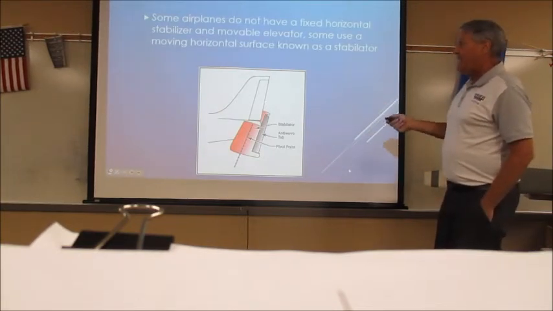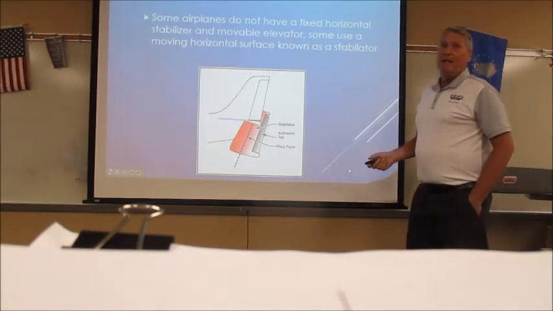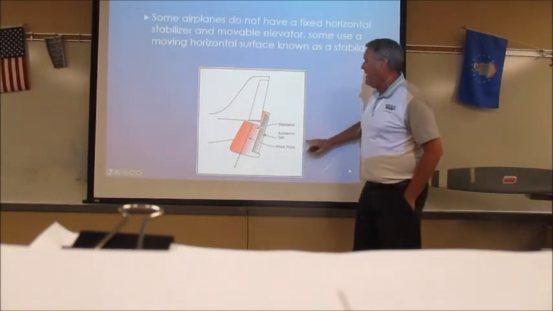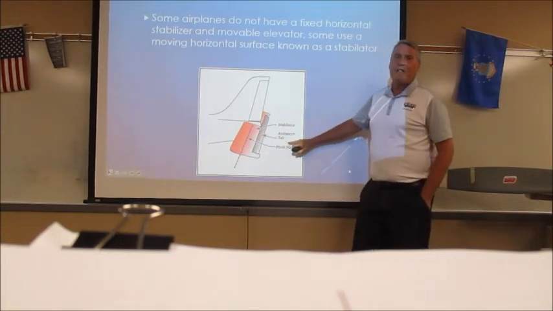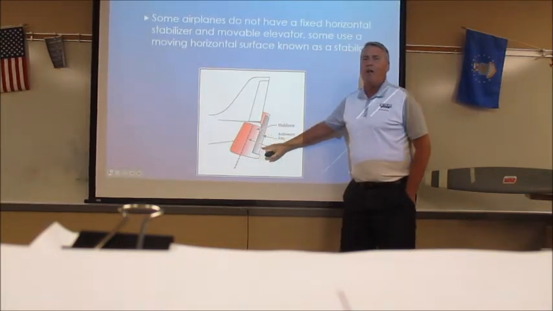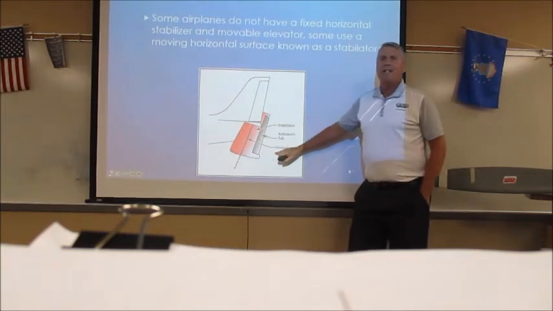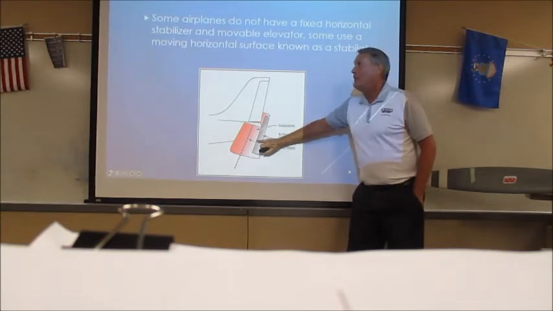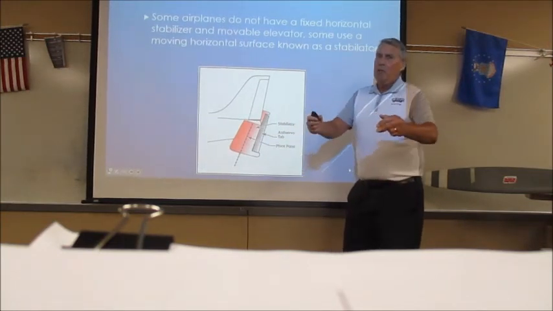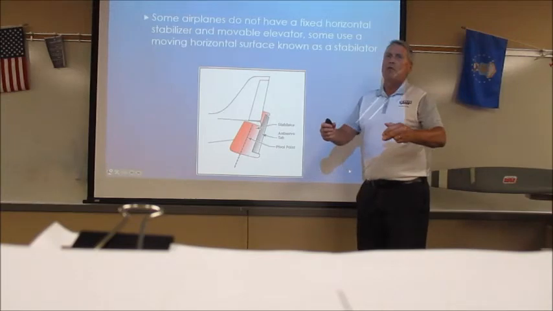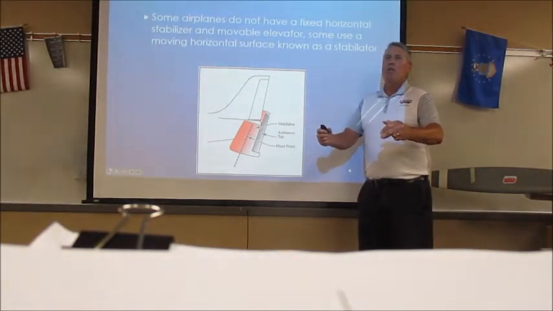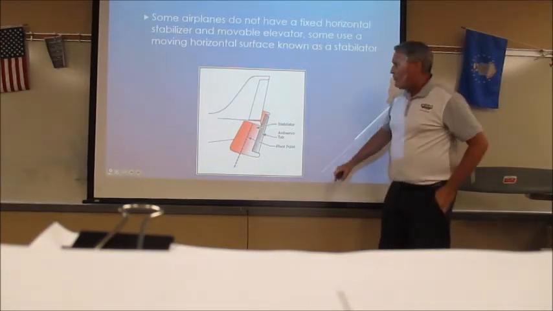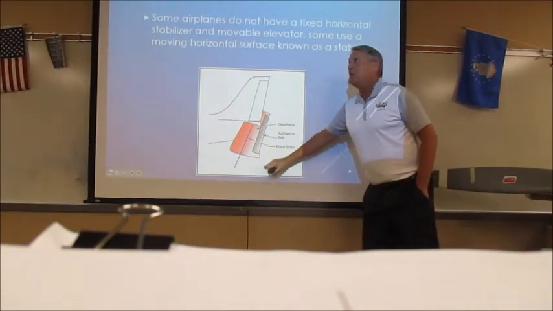You also have an anti-servo tab. You'll find them on a stabilator, which is a stabilizer and elevator all in one. If you have a stabilator, you're going to have an anti-servo tab, because moving the flight control is rather easy, so you want to have some resistance there, and that's what your anti-servo tab will do.